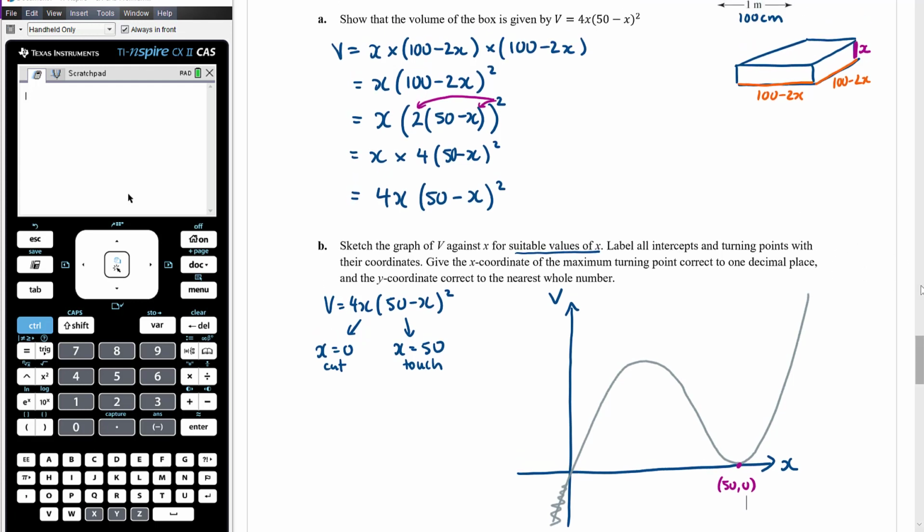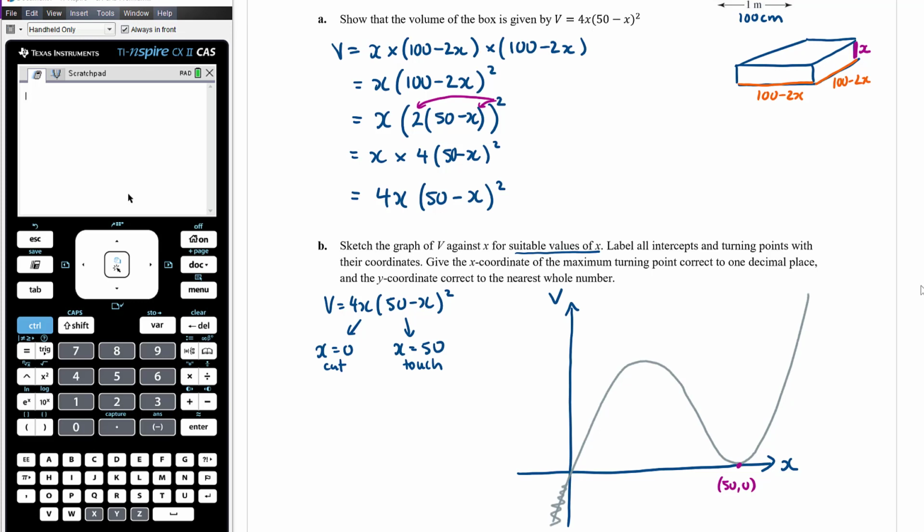Let's go back to the box. So if x was 60, for example, let's have a look at the dimensions of the box. The height of the box would be okay, it would be 60, but what we would see happening is that the two orange lengths on the sides of the box would be 100 minus 2 times 60. So they're actually going to be negative lengths. So that doesn't make any sense at all, okay?